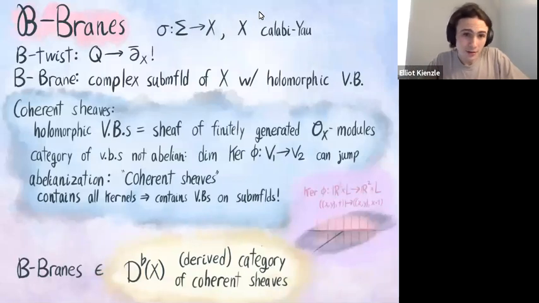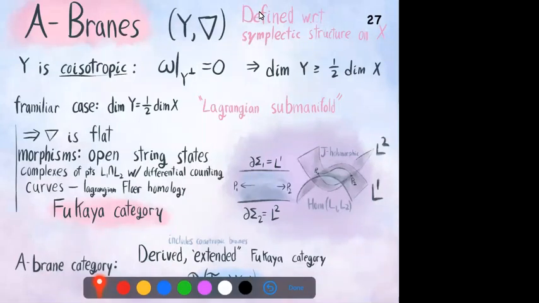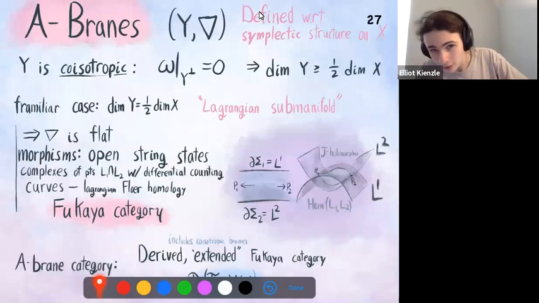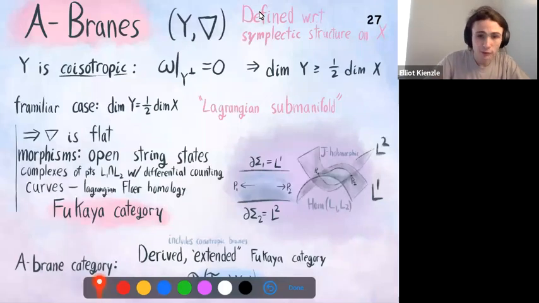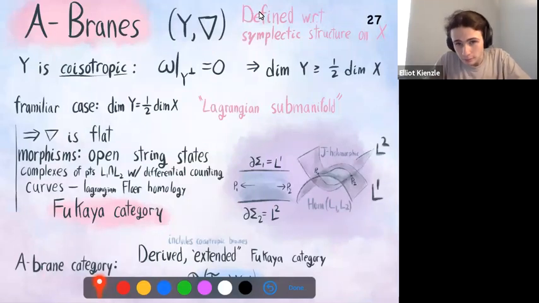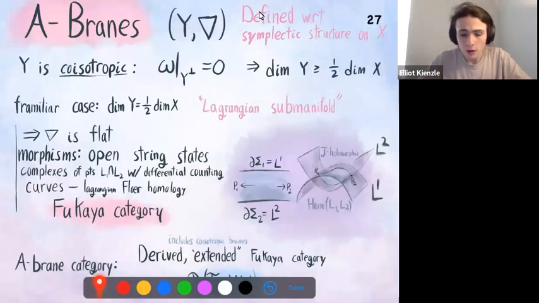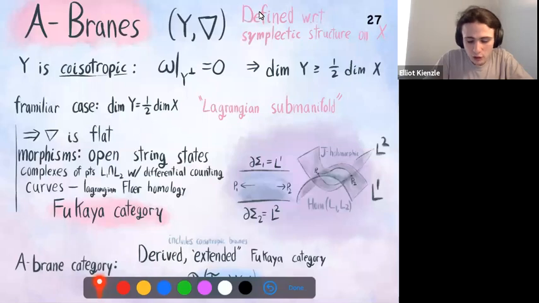Let's look at the other side of the coin, which is A-branes. These are maybe a little bit harder to define. While B-branes are defined with respect to the complex structure on X, these correspond to the A-model, right? So they correspond to the symplectic structure on X. The pair is, like any D-brane, a submanifold Y and some vector bundle with connection. And to impose the symplectic structure on X, the way that this manifests is by saying that Y is actually a coisotropic submanifold. What that means is that the symplectic form on X, when restricted to the normal bundle of Y, is 0.